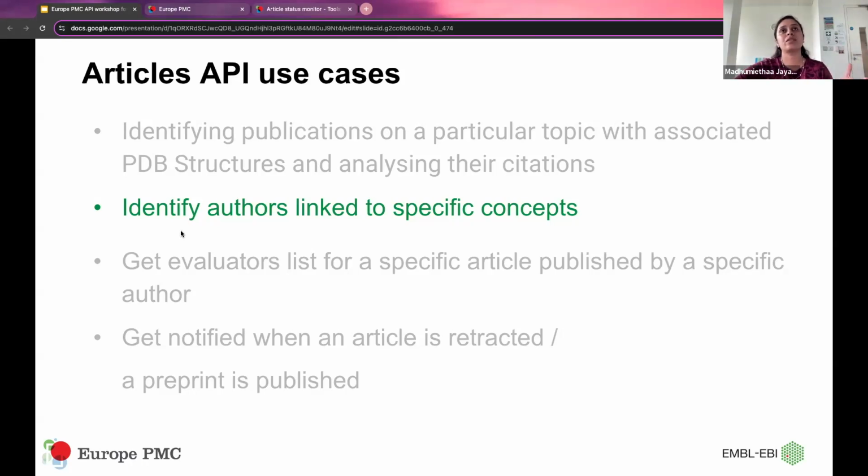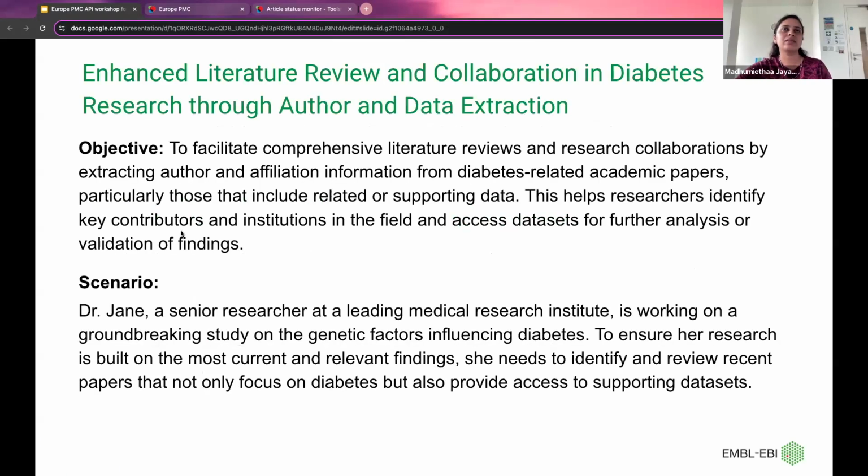And the next use case is more about the author information, which will link to specific concepts. For example, let's say I want to get the author and the affiliation information related to diabetes, maybe having any related or supporting data linked as well. Let's see the scenario. Let's say Dr. Jane is a senior researcher at a leading medical research institute, and is working on a study focusing on genetic factors influencing diabetes, maybe.